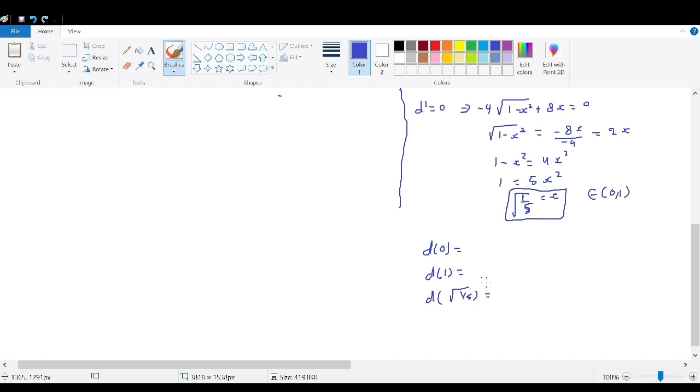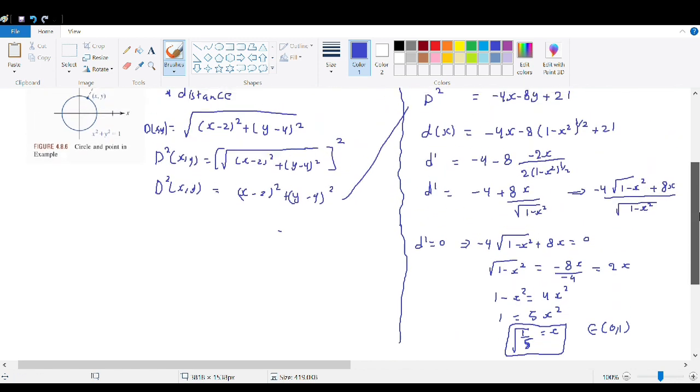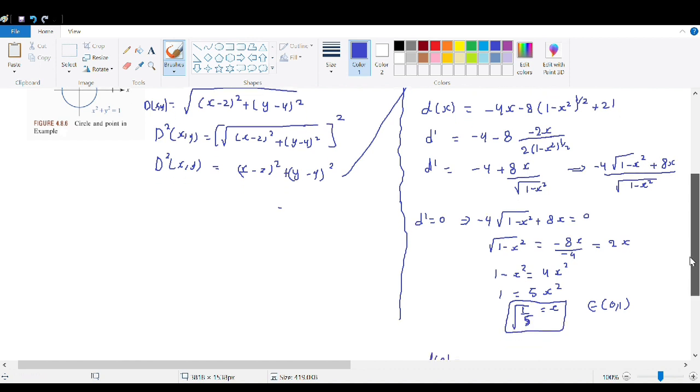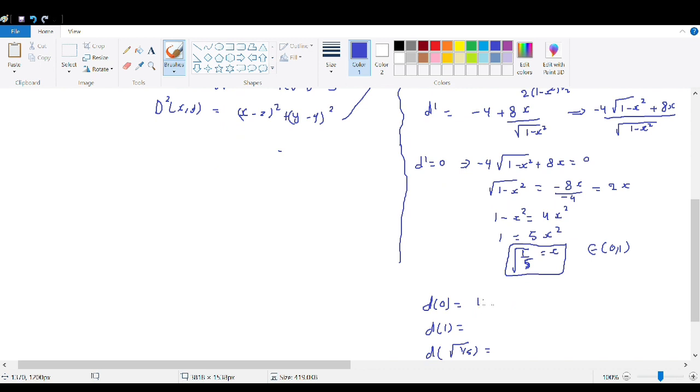So we go to the original function, which is D, substitute x by 0. So here if x is equal to 0, this part will be 0, this part will be minus 8 plus 21. This will give us 13. So here we have 13.